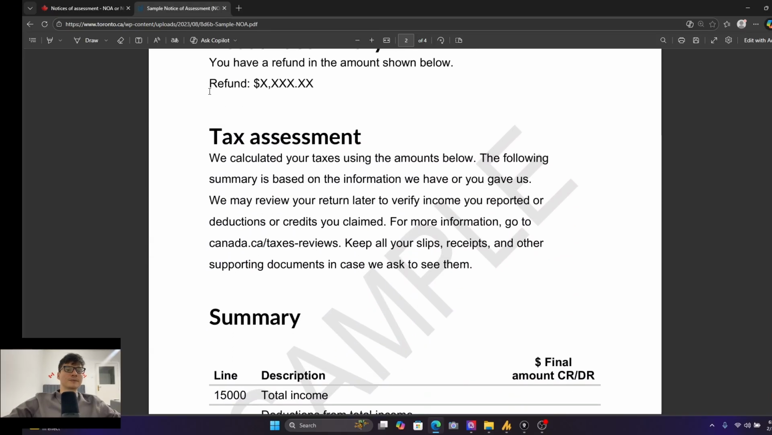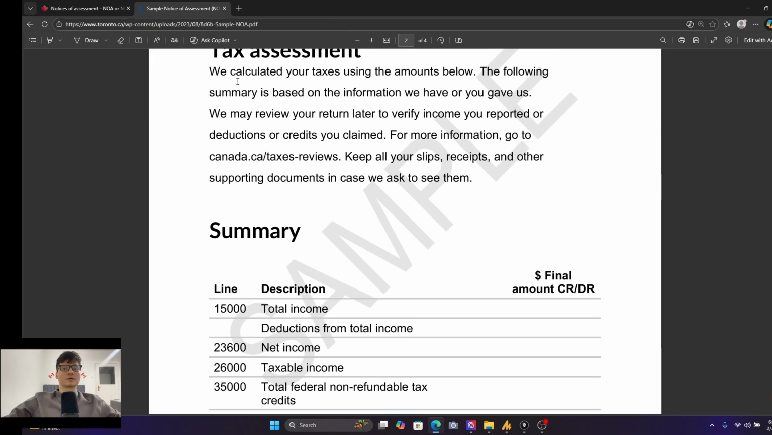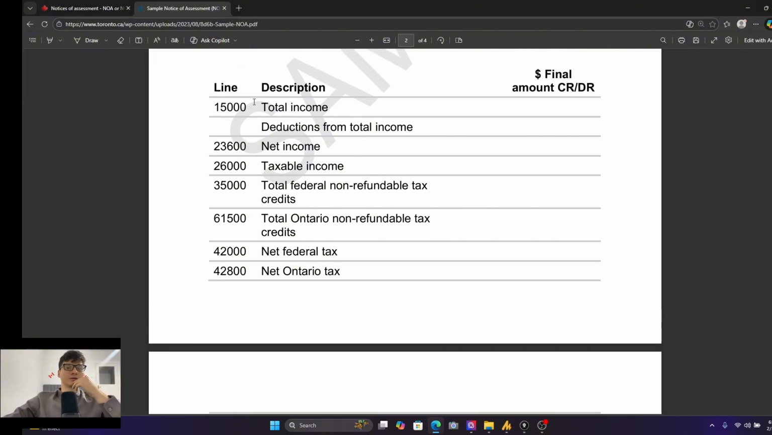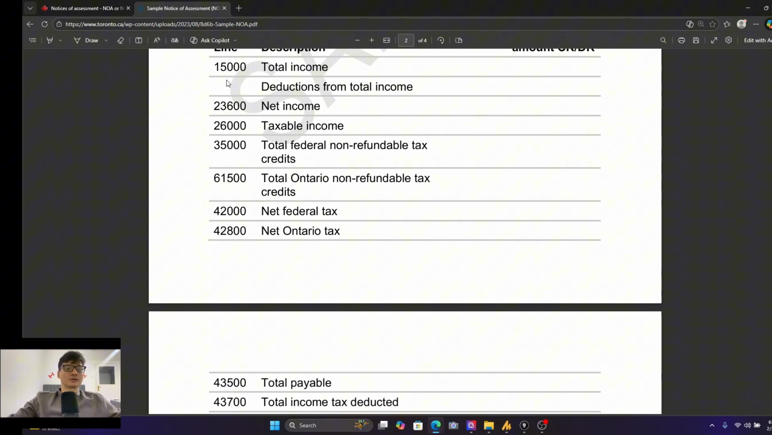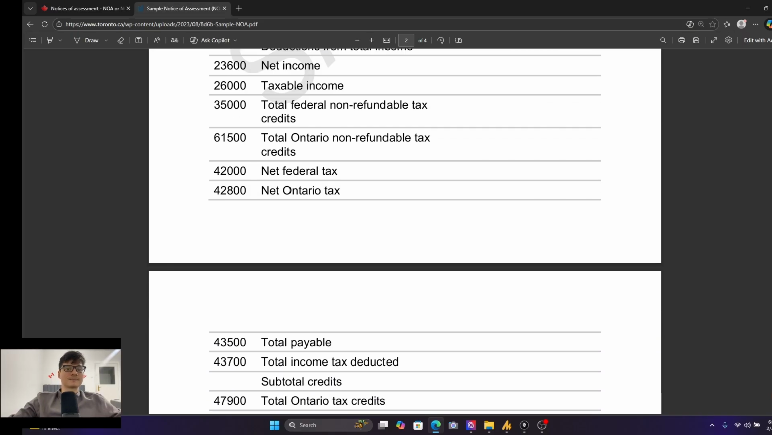Okay, so you have a summary essentially of what the refund is made up of. Here you can see the tax assessment was based on the following information, and you have all your summary here. The summary is very important. These are the amounts that you will need to verify if you ever call the CRA and they ask you about them. So they'll say line 15000 total income, and you'll tell them about that. This is your total income before any sort of deductions. Then you have your net income, where you have deductions such as your RRSP and other deductions.